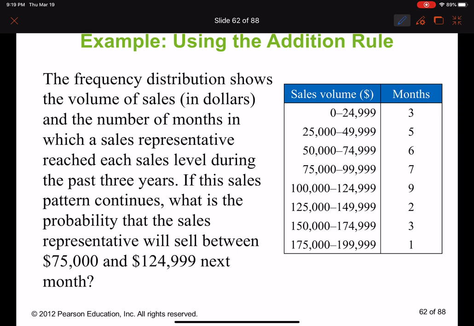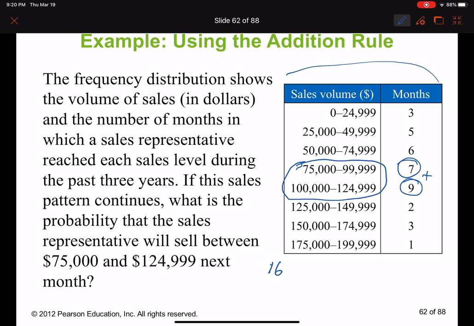the frequency distribution, this is a sales volume here, in dollars. It's asking if the sale pattern continues, what is the probability that the sales representative will sell between 75,000 and 124,999 next month? How many months did it take them to make that much sale? From 75,000 to 99,999, it took them 7 months. From 100,000 to 124,999 took them 9 months. So together it made 16 months, right?